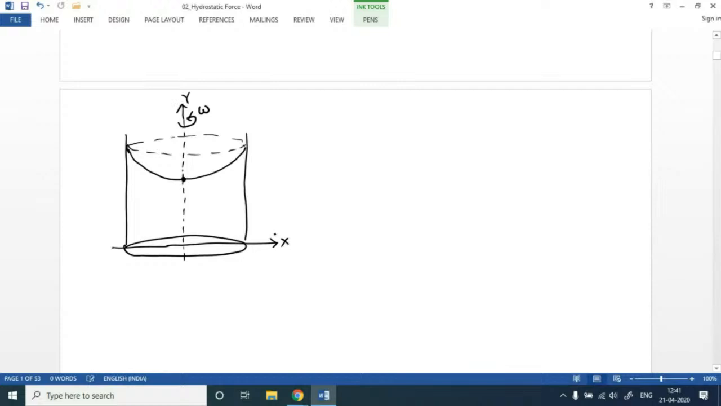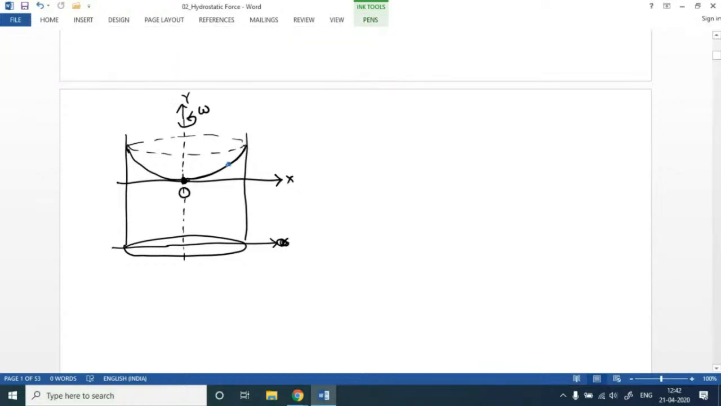Let's take this as the x-axis, so that the lowermost point of the paraboloid becomes the origin. Now we are interested in writing down the equation of this parabola. So what would be the equation of this parabola? We can find this out using two methods, and I will be discussing two methods here. One method is simple.